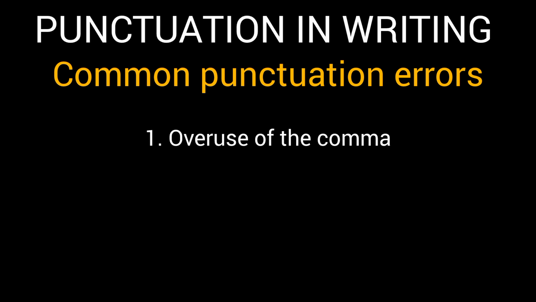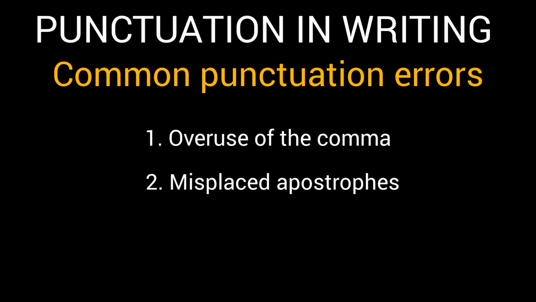Some of the most common punctuation errors that students make include the following. Number one, the overuse of commas, which leads to cluttered sentences, unreadable sentences, meaningless sentences. Number two, misplaced apostrophes. For example, we talked about its and it's. Number three, run-on sentences that are due to missing semicolons or periods.